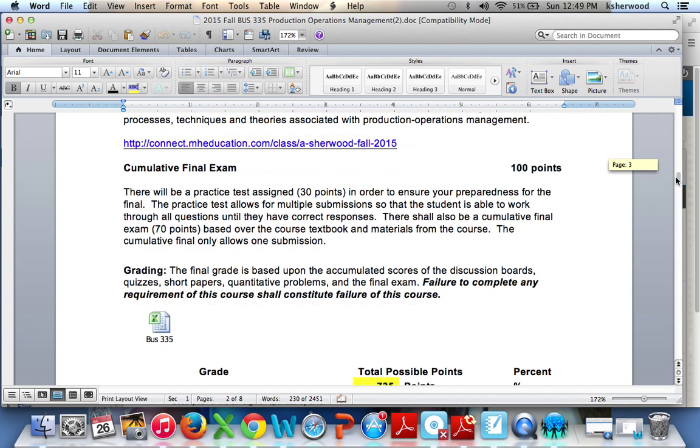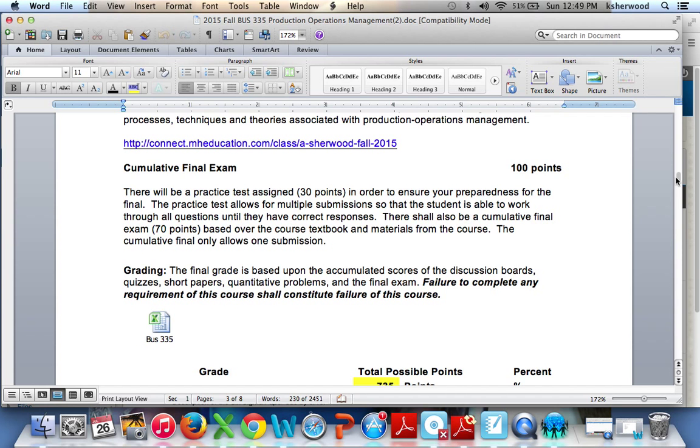There will be a cumulative final exam. The final exam I have as 100 points, but there's a practice test so that you understand the format and what things are done, and that'll be 30 of the 100 points. And that will help with preparedness, as well as making sure that you get a lot of the points, because that practice test you can submit multiple times. And then there's a cumulative final that is 70 points. 70 questions, a point apiece.